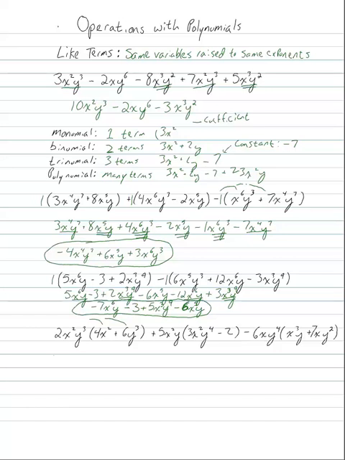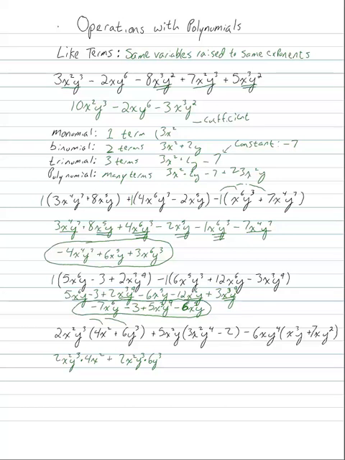I'm going to write it out for the first time. So 2x squared y cubed, and I want to multiply that. I'm going to use a dot for multiplication, times 4x squared. Then I have the 2x squared y cubed. I want to multiply that times the 6y cubed. That's a plus times a plus, so it's going to remain a plus.